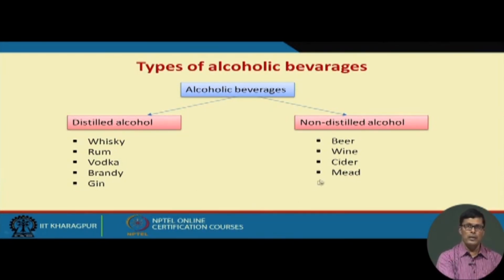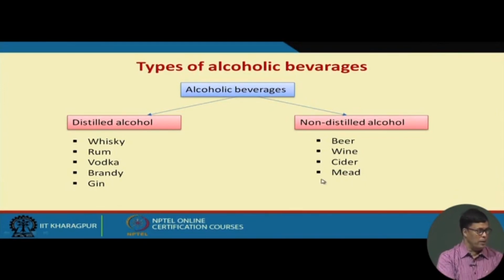Now non-distilled liquor, we have several. We have beer, wine, cider, and mead. Of beer, two types are largely in the market, lager and ale, and wine is also largely used. The cider is usually produced from apple juice, and mead is usually produced from honey, and we add some fruit juices to it.